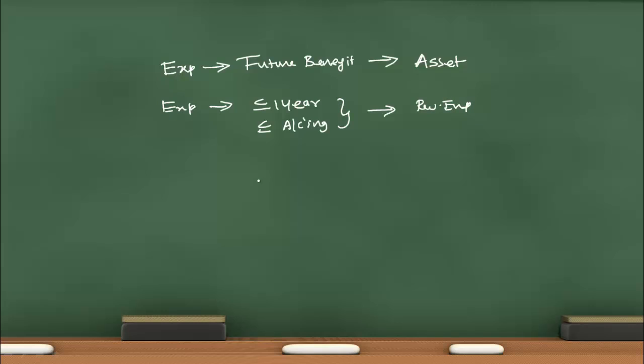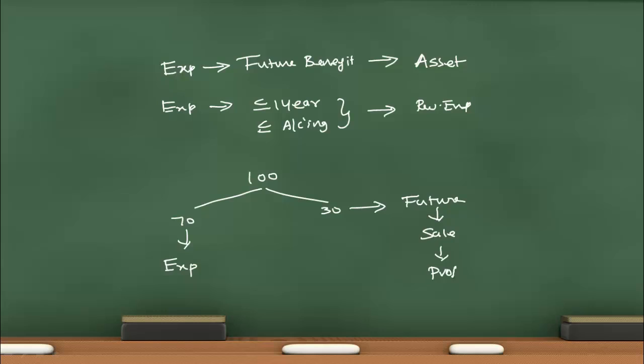So in our example itself, the company has purchased goods for 100 rupees. Out of 100, 70 is consumed within the year. So this 70 is an expense, whereas 30 is not consumed. 30 will be consumed in future. So it will be sold in future. There will be a sale in future. There will be a profit in future. So this gives future benefit. So hence it is an asset. Any cash outflow, any expenditure which gives future benefit is an asset. So this 30 is an asset.